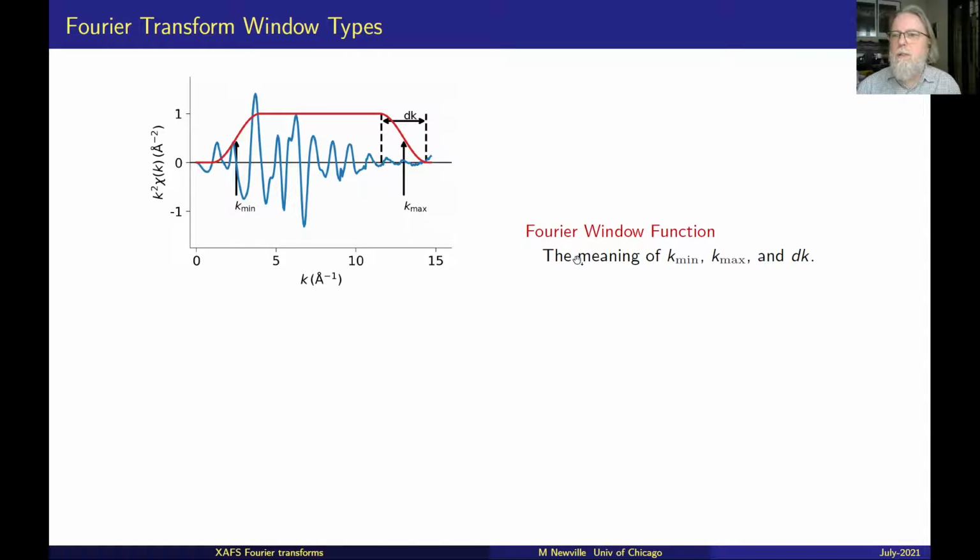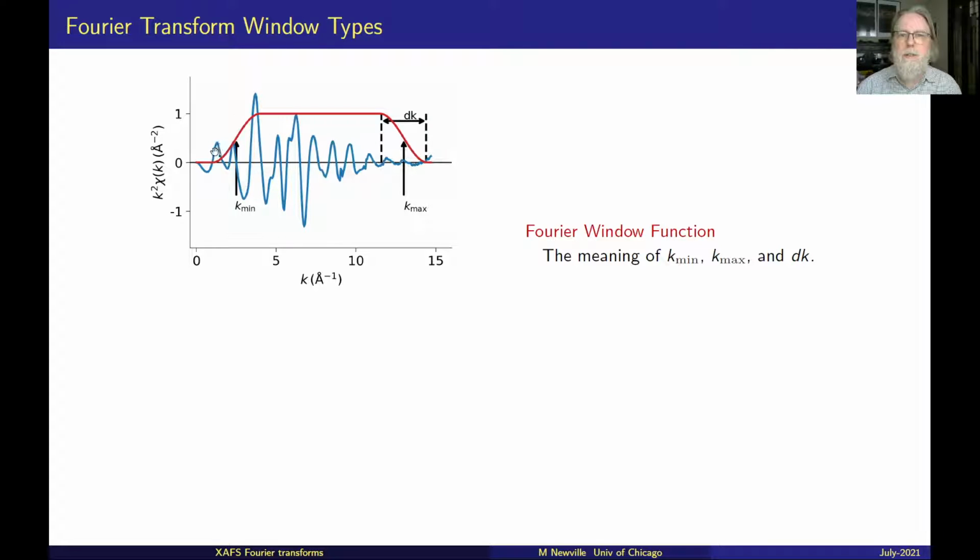So for the window functions that use a K-min, a K-max, and a delta K value, a dk value, they look like this. So this is a Hanning window. It goes as cosine squared up, centered at K-min and with a total width that's the dk value. And then it'll stay at 1 until K-max minus half of dk, and then drop down to 0 at K-max plus dk over 2. So that's the meaning of K-min, K-max, and dk for all of these window functions.